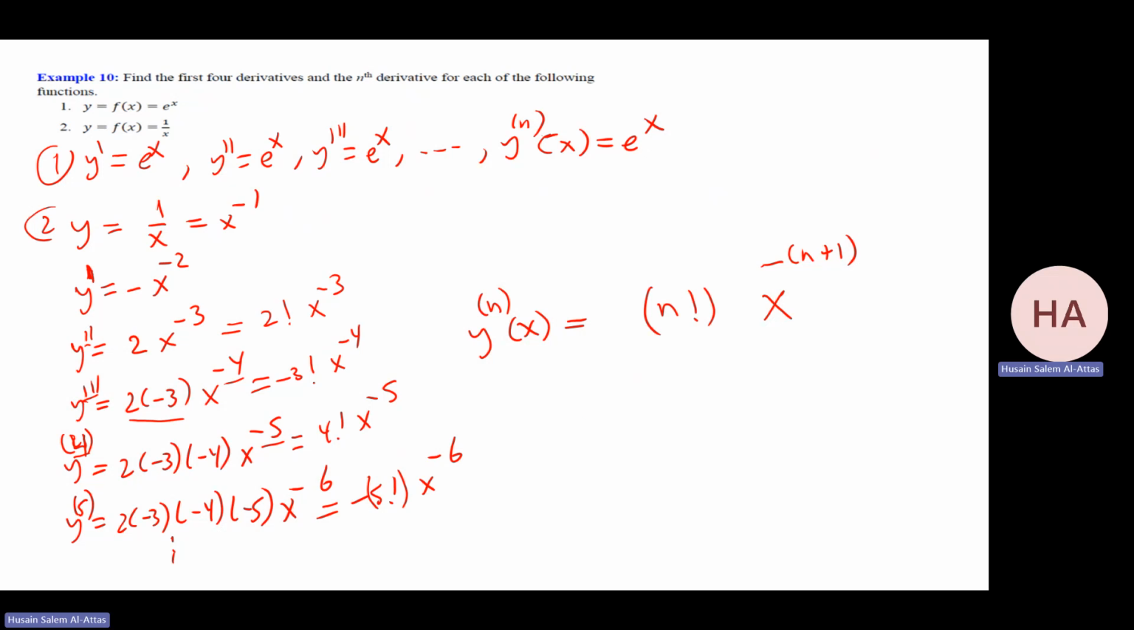Now we'll come to the sign. The first is minus. By the way, this one you can also write as minus 1 factorial x to the power minus 2. With the first, it's minus. With the second, it's positive. Third, minus. So with the even, positive, and with the odd, negative. So I can rewrite it as minus 1 to the power n, since the odd will make it negative, but the even will make it positive. So that will be the answer.